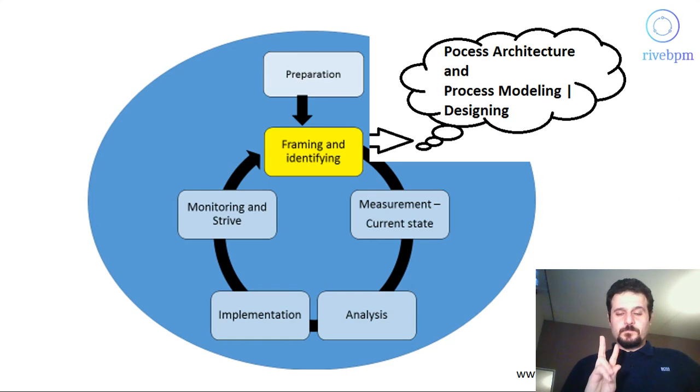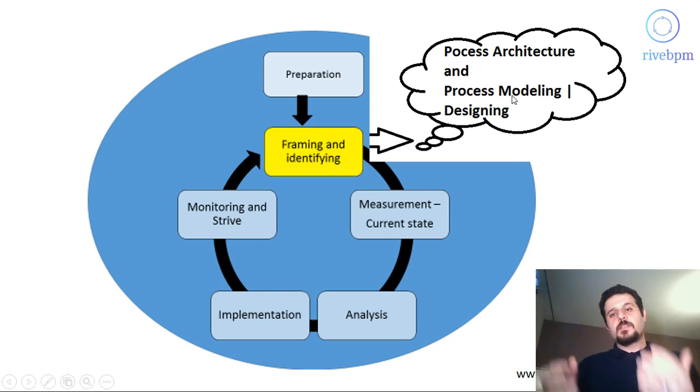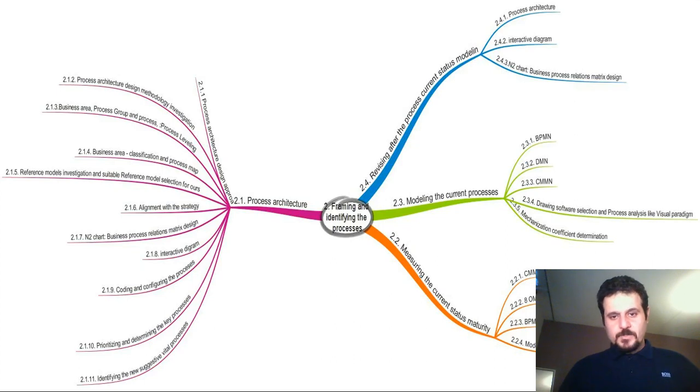The next step, the second step to establish business process management, is framing and identification. We want to create two special results in this step: process architecture and process modeling or design. Process architecture and process modeling. Let's talk about some detail. When we talk about process architecture, we should pay attention to some aspects. Let me talk about two points. The first is the leveling, which level of process.